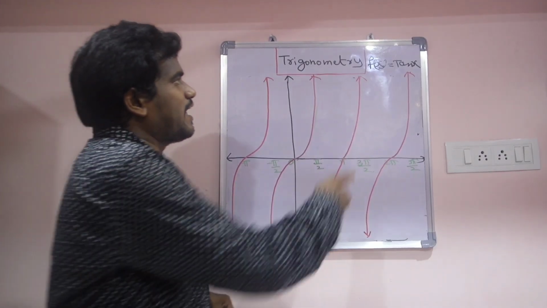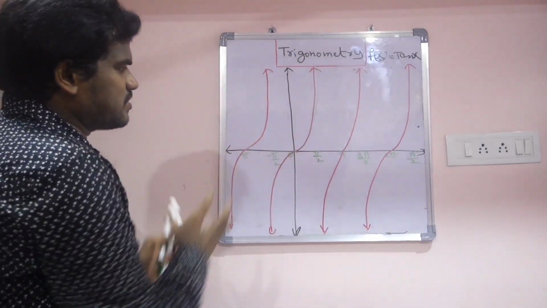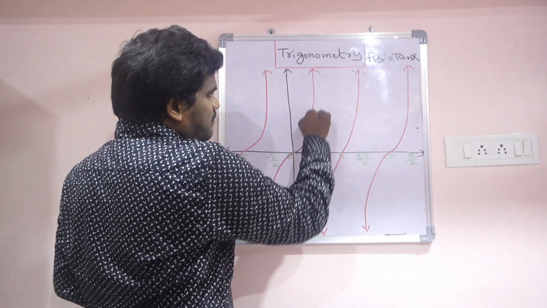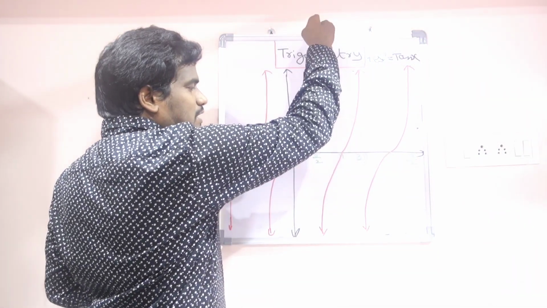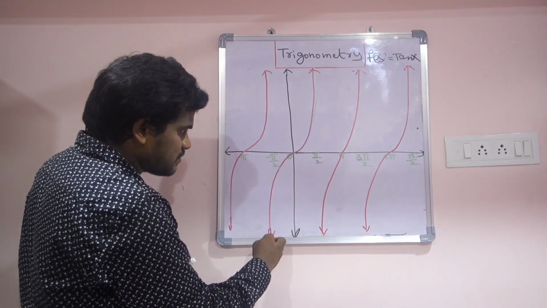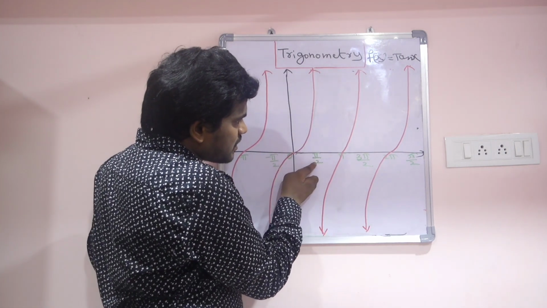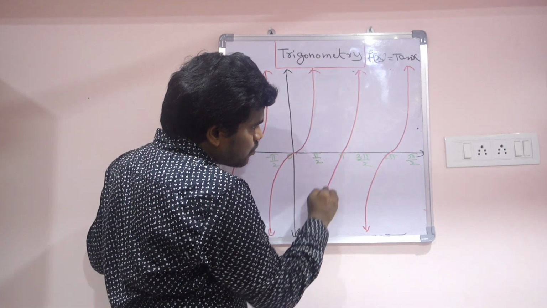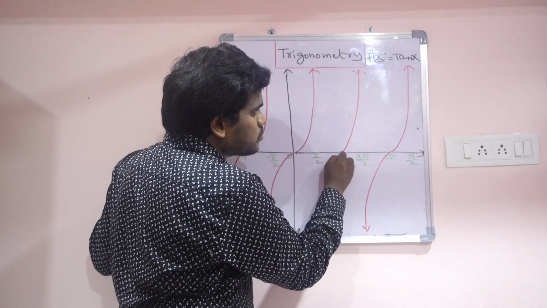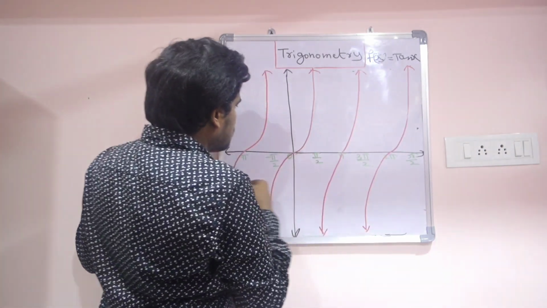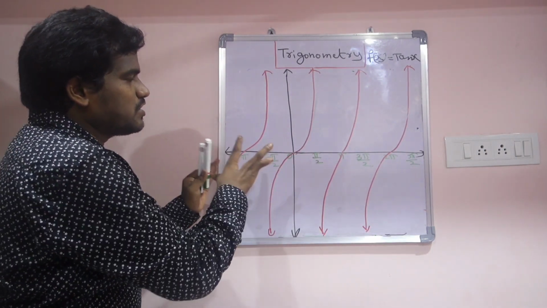So you see the tan x graph. I will extend: tan 0 is 0, tan pi by 2 is infinity. That's why the graph is like this, going to infinity, and tan minus pi by 2 is minus infinity. After pi by 2 the graph is negative, and tan pi is 0. Again at 3 pi by 2 it goes to positive infinity. So this is the graph of tan x.